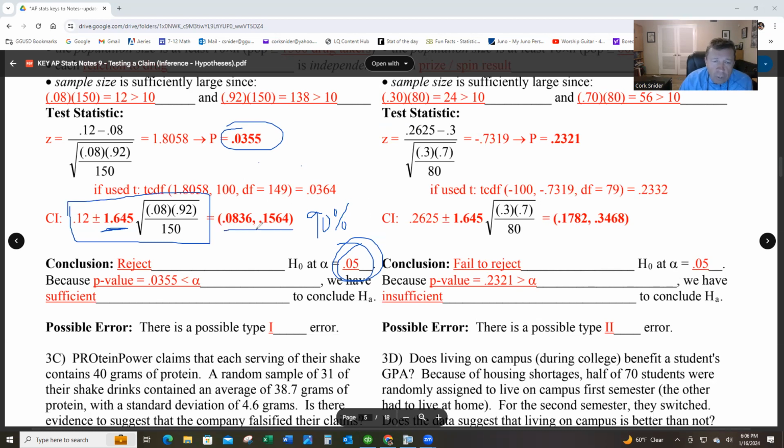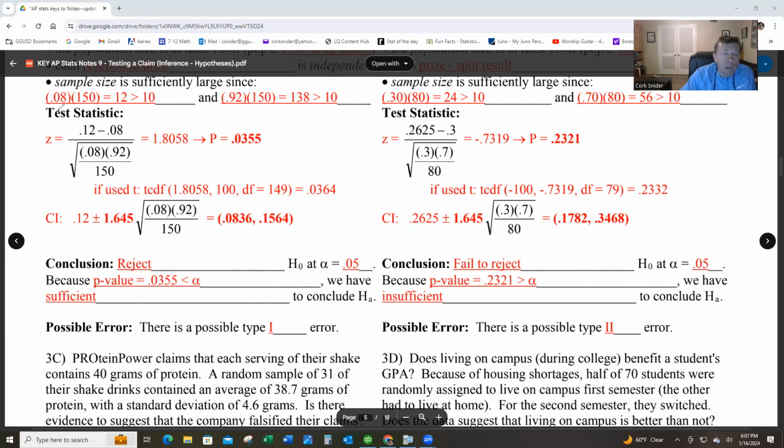Notice the interval does not have 8% in it. It's slightly higher than 8% and goes all the way to 15. But 8% is not in there. That means you can reject the idea that it's 8% with the side effect. It's probably more, okay? However, because you rejected, you do run the risk of a type 1 error, okay? So there's one of those. All right, next one.